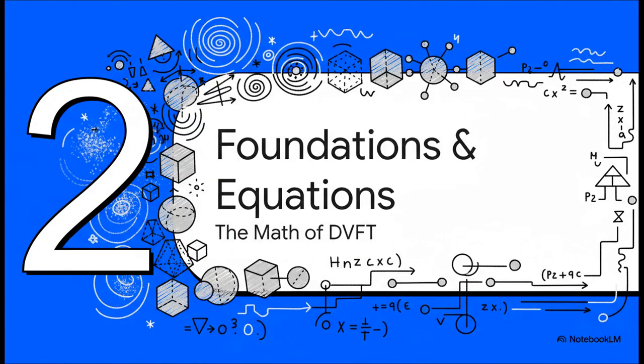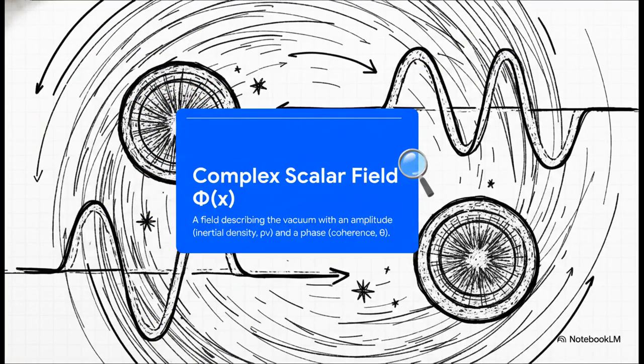Okay, to see how this all really works, we got to pop the hood and look at the mathematical blueprint of the theory. Let's dig into the core equations that really govern the behavior of this whole dynamic vacuum idea. Right at the heart of the theory is the complex scalar field, which we call phi. You can think of it as having two main jobs. First, there's its amplitude, ρv, which basically represents the vacuum's density. And second, there's its phase, theta, which describes its coherence. Everything else that happens emerges from the way these two properties play together.